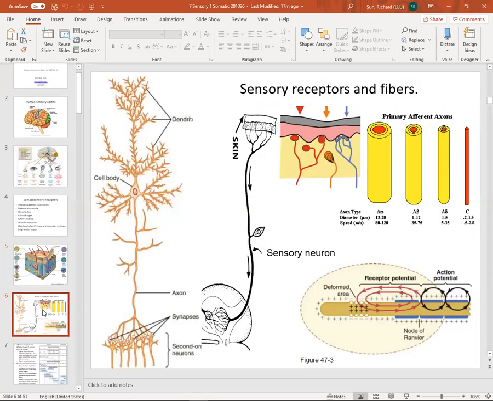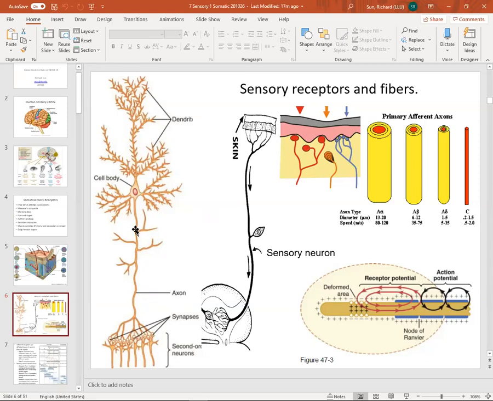So a sensory neuron is a neuron, and so we learned about neurons. A typical neuron has the soma, the cell body, and the dendrites to receive the signal. Action potential travels from the initial segment of the axon toward the axonal terminal. So that is a typical neuron.